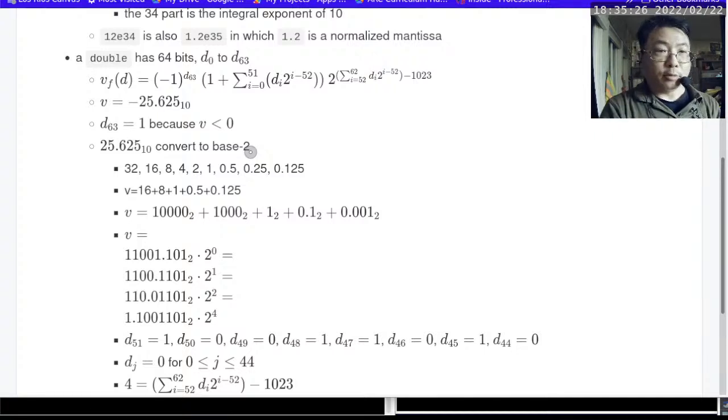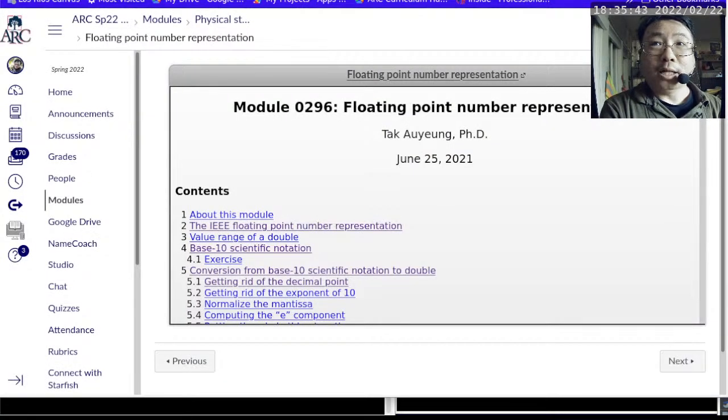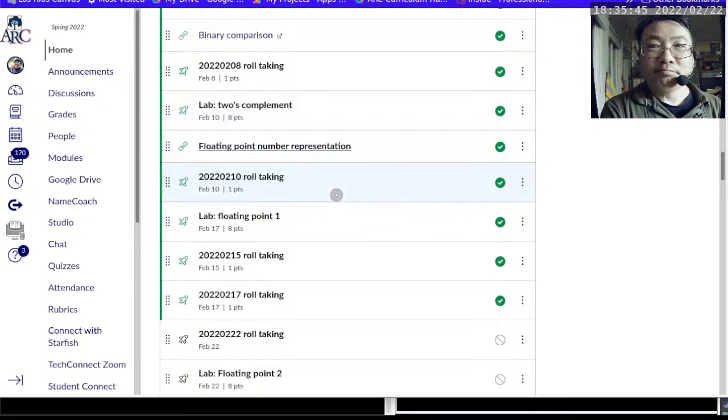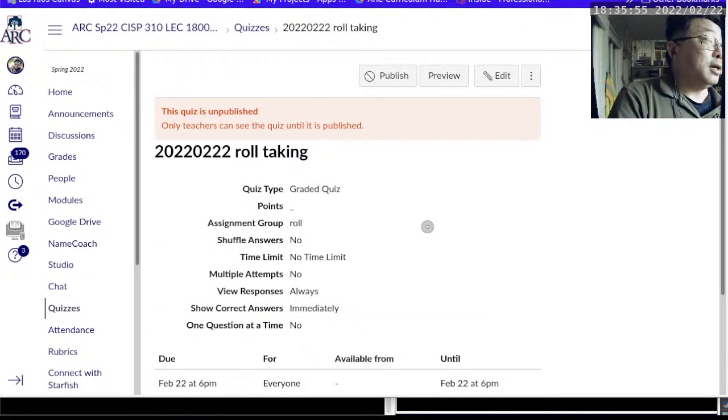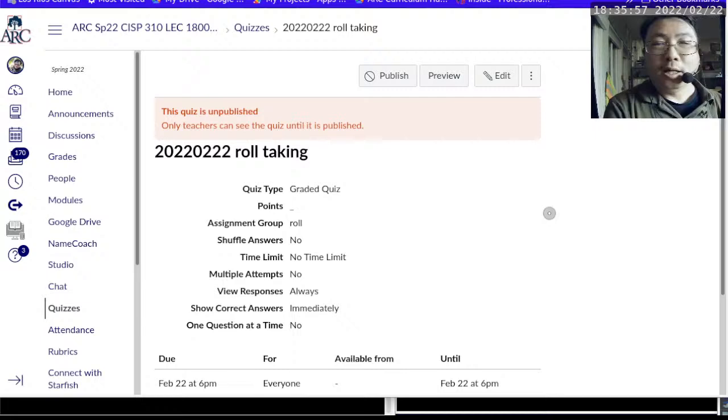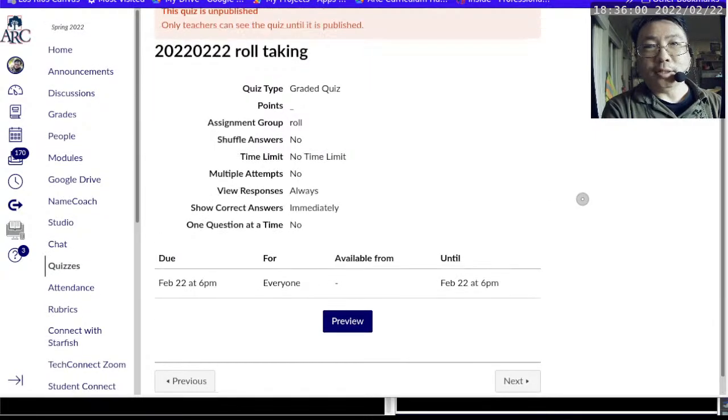I forgot to take roll. Let's do it now because I put in a very interesting word in today's roll taking activity. So I'm going to shift the time just so that you guys have enough time to do it. I chose a word for today's roll activity that I thought was funny, that no one would have thought about. Alright, so the time is 35. I'll give you guys all the way till the end of the class to fill it in.